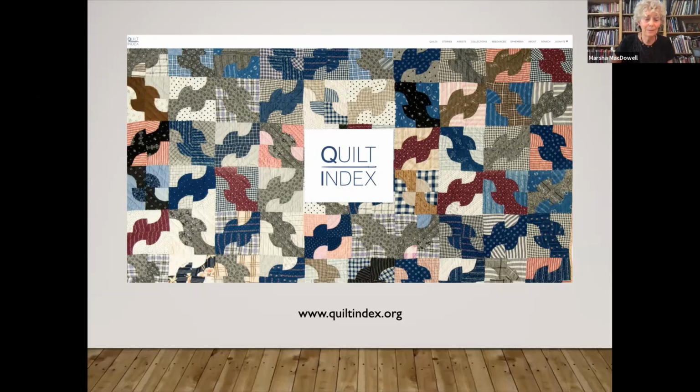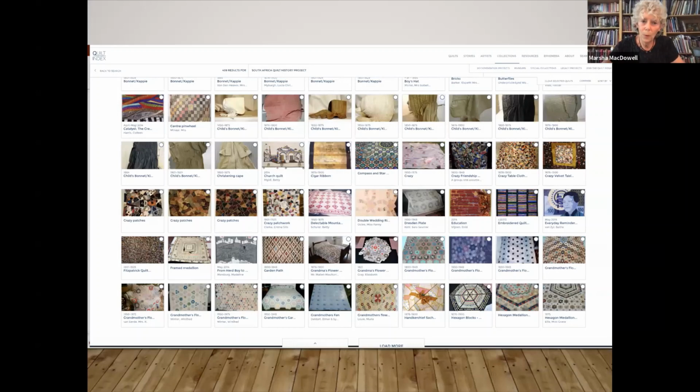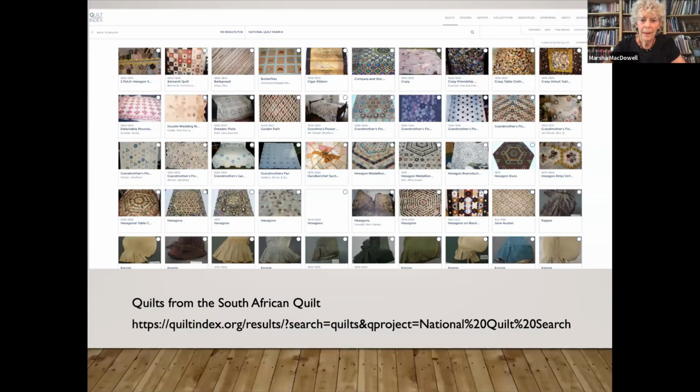And so I'm not showing you a live presentation. This is just a screenshot of the first page of the Quilt Index. But here is a screenshot of just one page of many pages of quilts that are made in South Africa. I think we have about 15 quilt collections in there now. Here's another page just to give you a flavor. And it's a marvelous resource.